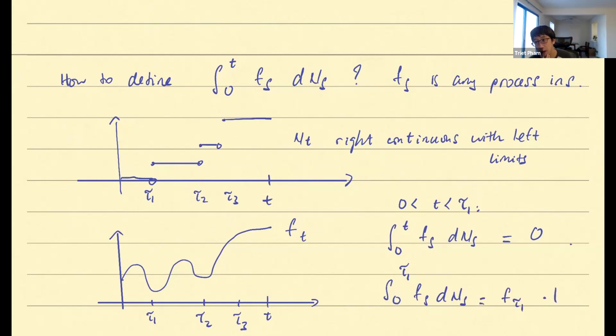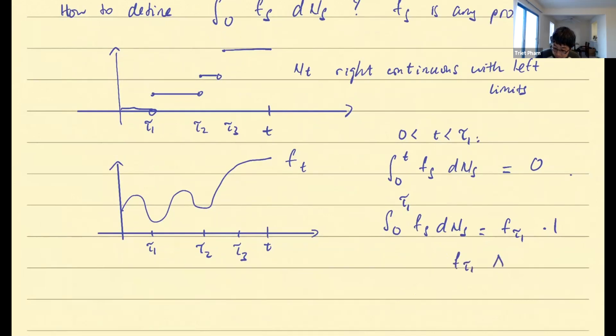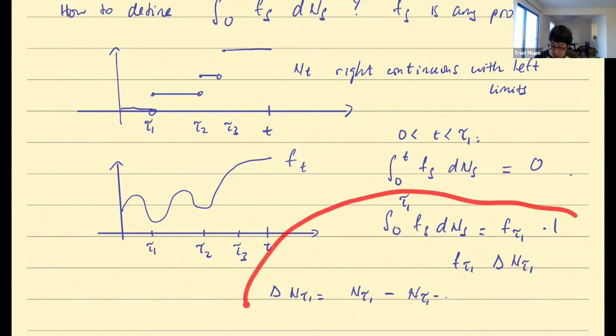We can ignore that 1, but exactly, it will be f(tau 1) times 1. Is that clear? So in general, like what Don said, if the jump is not 1, it will be f(tau 1) times delta N at tau 1, whatever that is, where by delta N(tau 1) we mean the value minus its left limit, which is the jump size. Are we okay with all of these? But of course, right here, the answer is just f of tau 1 because the jump size is 1.